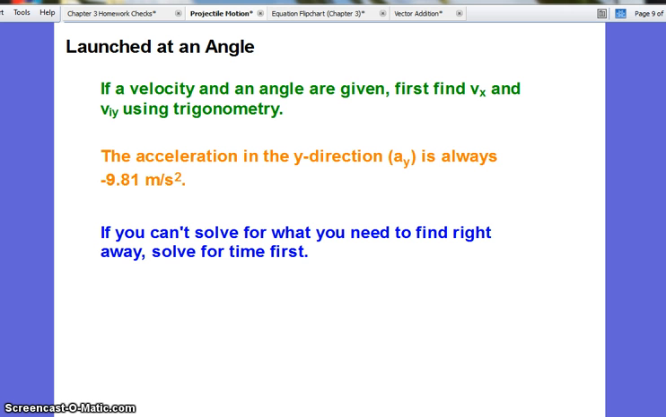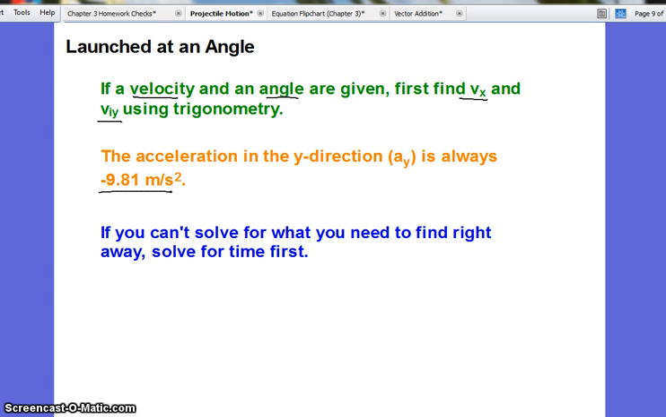So our tips here when launching things at an angle: here we're given a velocity and an angle, so we're going to have to find Vx and Viy using trigonometry, unlike in the horizontally launched projectile where we are given Vx and the initial y is 0. The acceleration is still negative 9.81 meters per second squared, so that has not changed. There is no acceleration in the x direction because the velocity stays constant in the x direction.